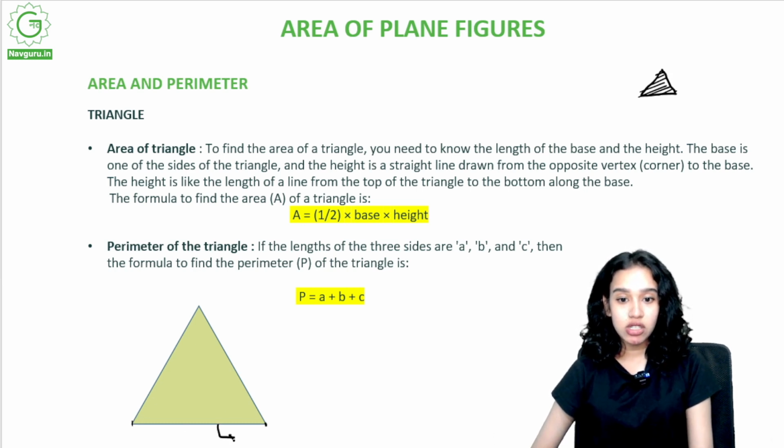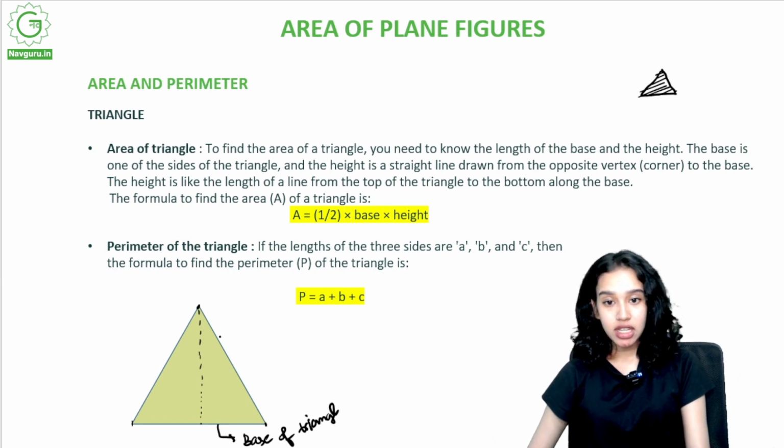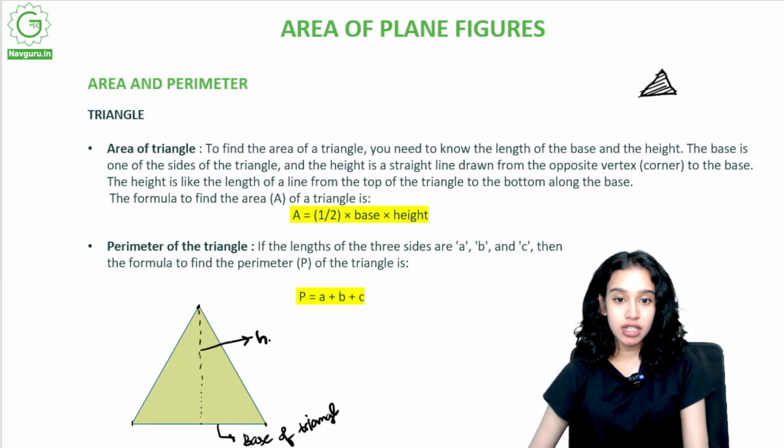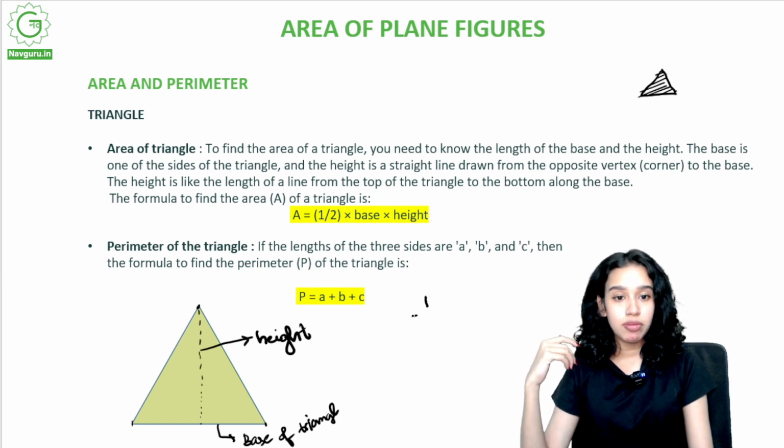Now this here is called the base of the triangle, right? And what is the height of the triangle? The height of the triangle is actually the altitude. From the highest point, we draw a line to the middle of the base, right? Now this line represents the height of the triangle. So how do we find the area of a triangle? The equation is 1 by 2 into base into height, right?